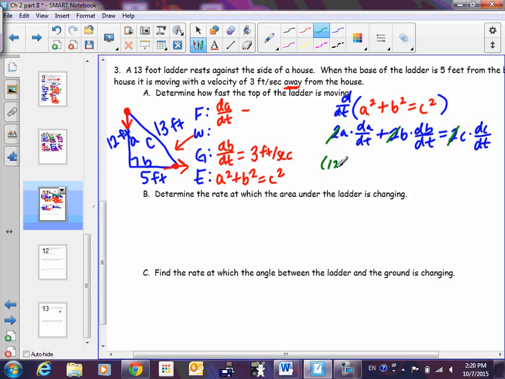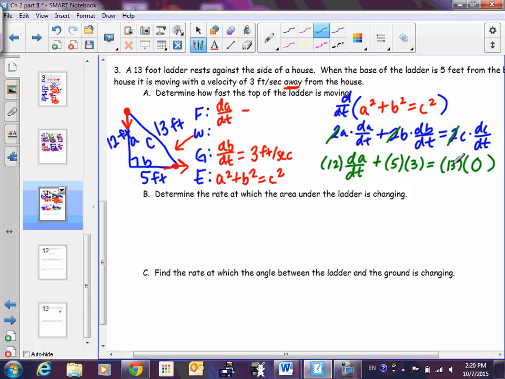A was 12. dA over dt, that's what I'm looking for. B was 5. dB over dt, that's what they gave us, is 3. C was 13, and they don't give us dC over dt. So what do we think? Why? The ladder is not getting longer or shorter. This is not an extendable ladder. It could be, but it's not. And we're just going to be thankful for that.